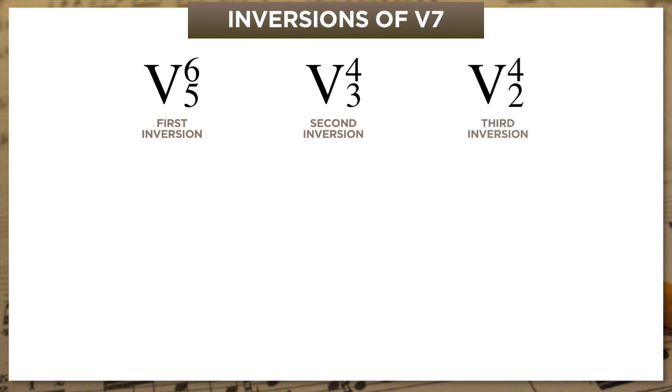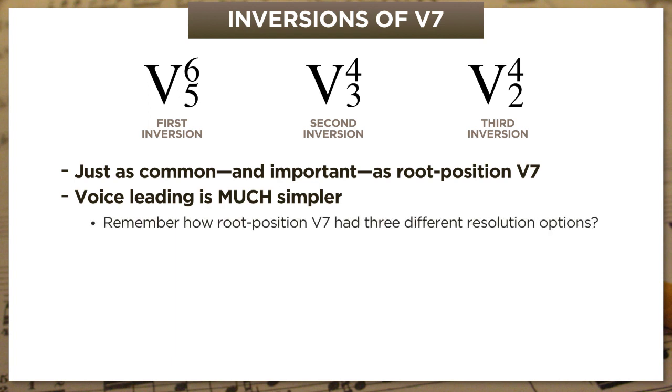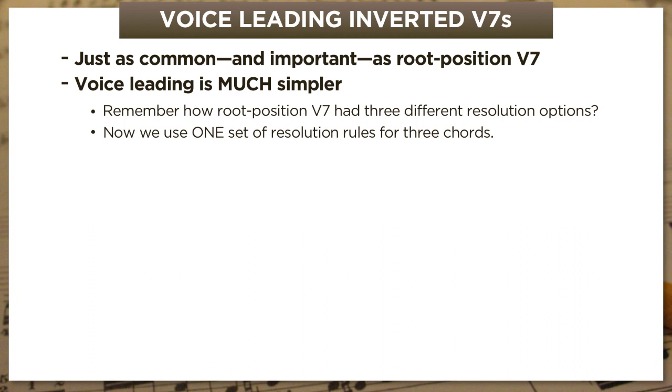And I want to start by saying these three chords are just as common and really just as important as the root position 5/7 that we learned about in video 15. But I also have some good news. The voice leading with these is much simpler than root position 5/7. Think back to video 15. Do you remember how root position 5/7 had three different resolution options depending on whether or how you used complete or incomplete chords? Well, there's none of that here. Now we use one set of resolution rules and it applies to all three inversions. Super simple.